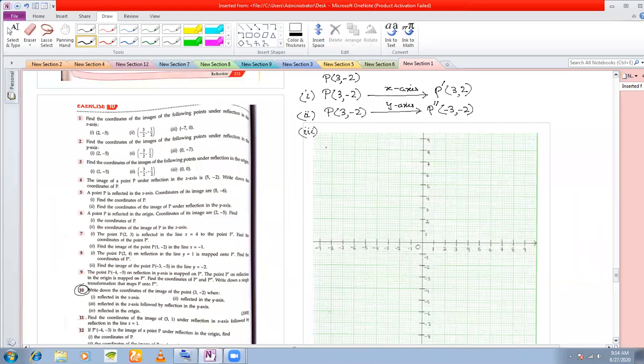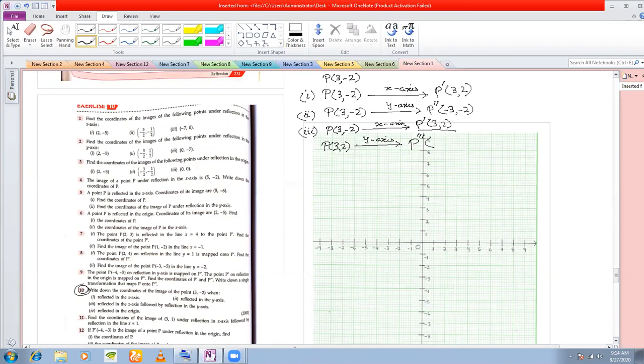Okay, and say number 3: reflected in the x-axis followed by reflection in the y-axis. That means after reflection in the x-axis, whatever coordinate you are getting, you reflect that coordinate again in the y-axis. So you first find out the coordinates of (3, -2) when reflected in the x-axis, which you have already done in part one. You have got the coordinate (3, 2). Now this point, (3, 2), we are reflecting in the y-axis. So to get, say, a point P triple dash, what will I do?